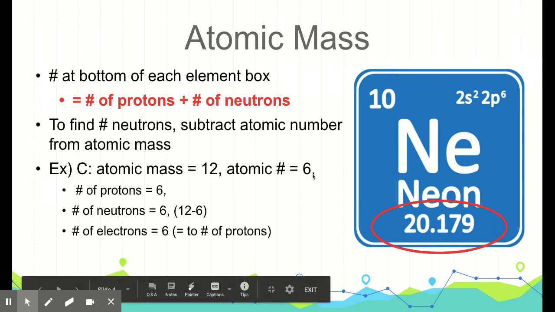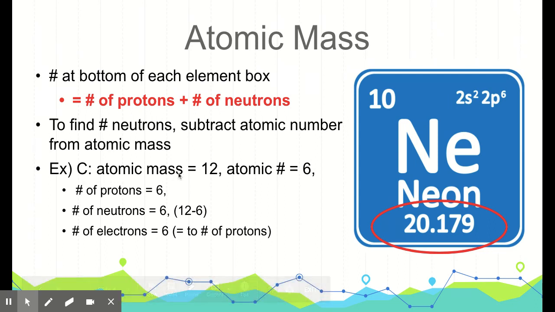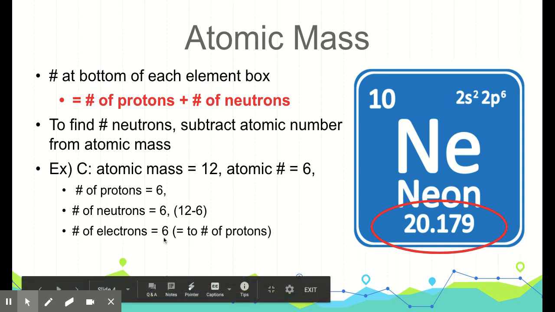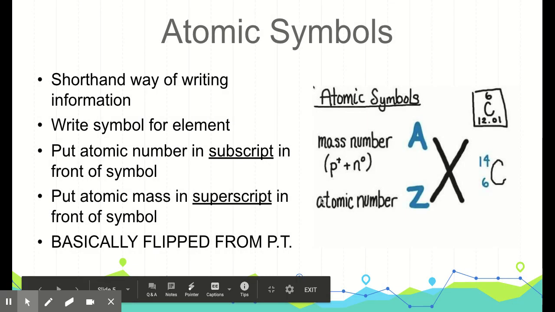If we do another example, we have carbon. Carbon's atomic mass rounded to a whole number is 12. Its atomic number is 6. So we know right away the atomic number tells us it has 6 protons. We're talking about a neutral atom, so it's also going to have 6 electrons, because the negative and positive balance. And then the number of neutrons is your atomic mass minus your atomic number, which in this case is also 6.